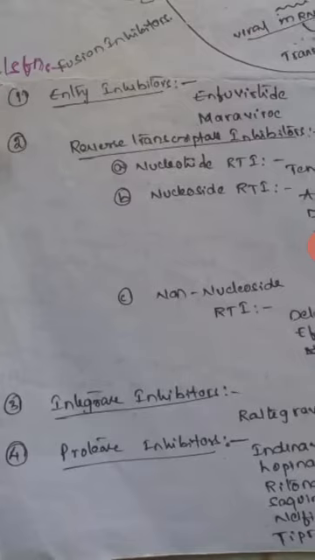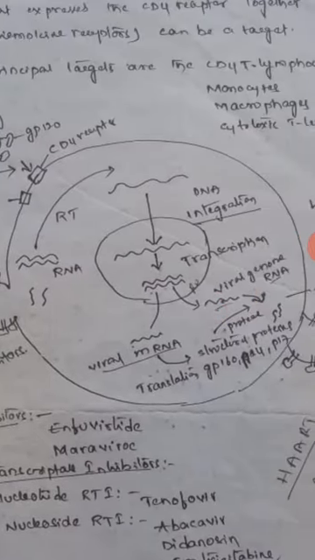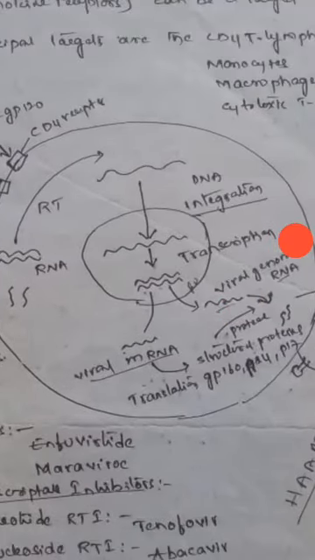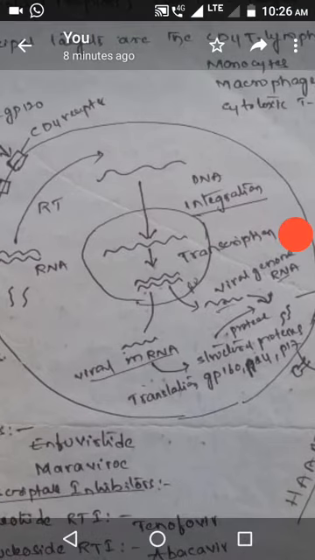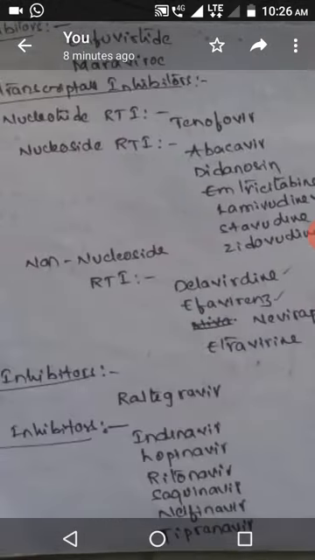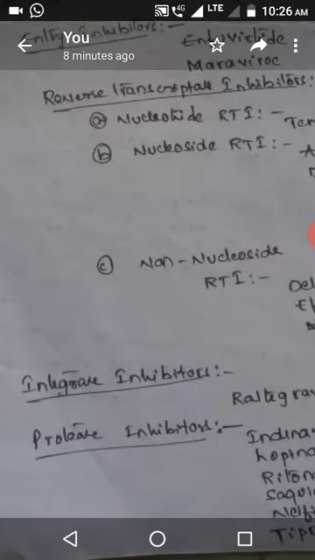Okay. So the next class of drugs are integrase inhibitors. These are working to integrate the viral DNA into host DNA. So example, only one drug is called raltegravir.